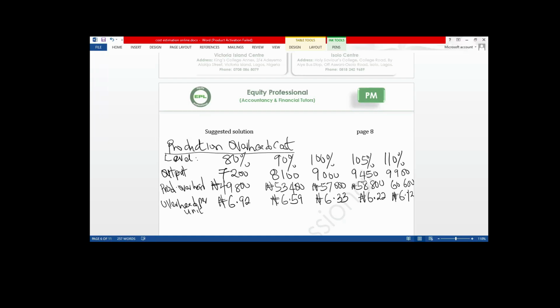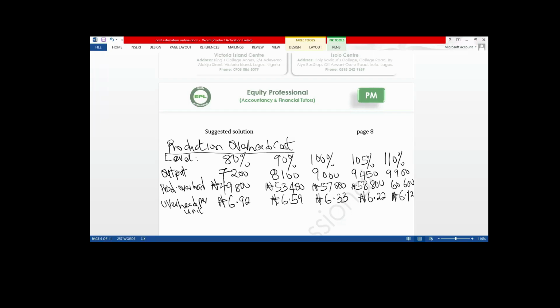Let me know why it's a mixed cost. When production volume increases, what happened to cost? The cost per unit drops. As production volume increases, cost per unit falls consistently. It's an indication that this cost is a mixed cost. You observe that this started from 80%, not after 100%. Is that clear, please?